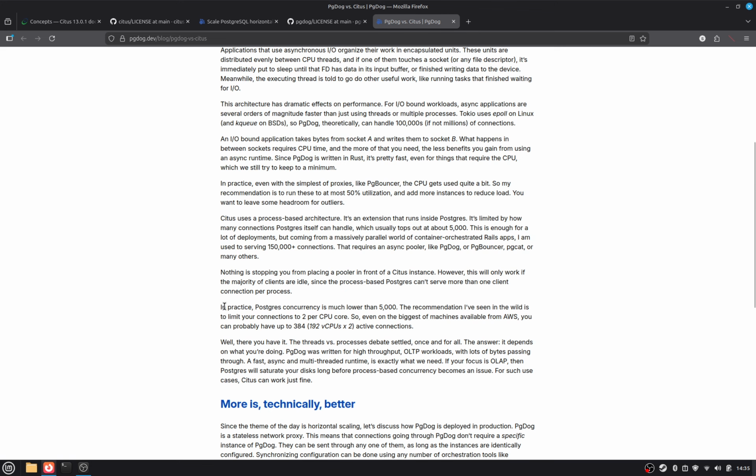So what happens is if you read this, in practice, Postgres concurrency is much lower than 5,000. The recommendation I have seen in the wild is to limit your connections to 2 per CPU core. So even on the biggest of machines available from AWS, you can probably have up to 384. Even if you have 256 cores, that is 512 connections.